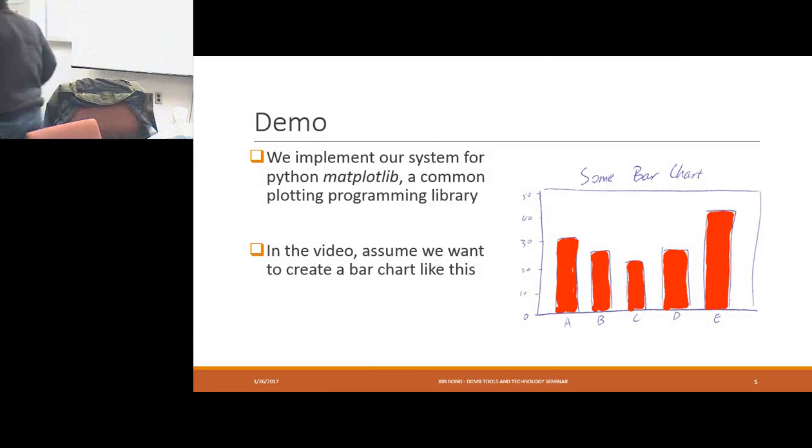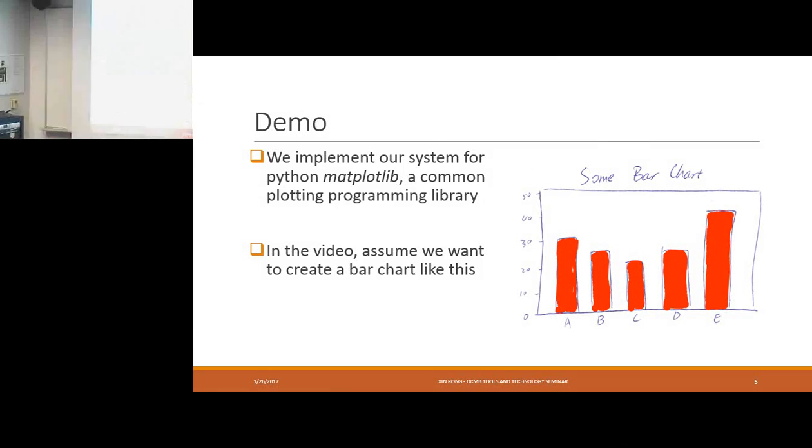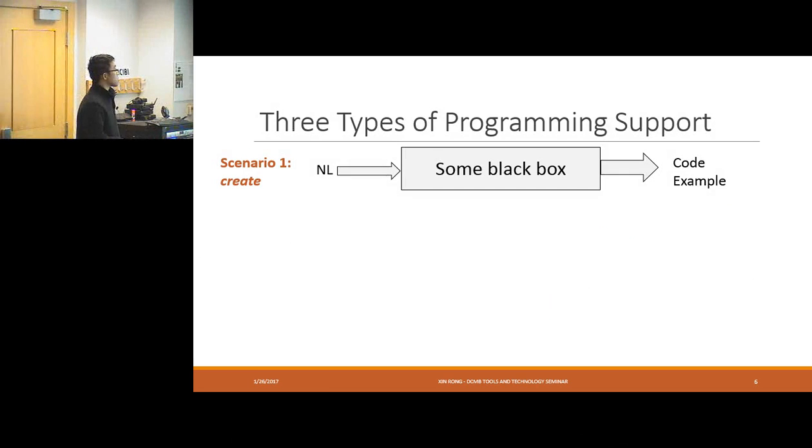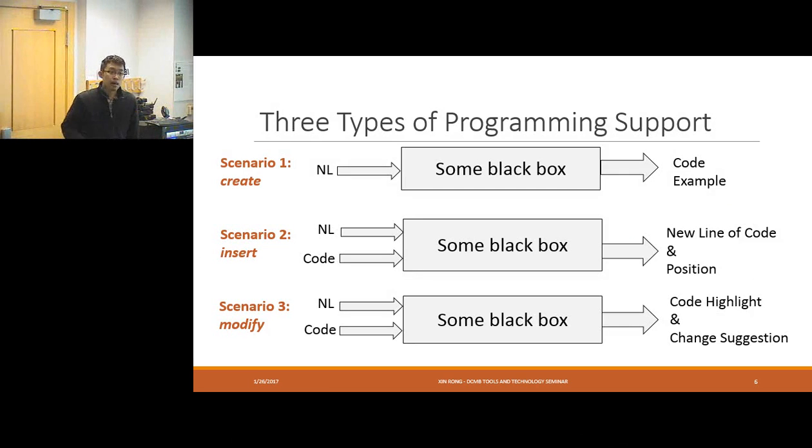Okay, so in that video, just a quick recap, I showed 3 types of programming operations. Scenario 1, create something from scratch. Scenario 2, insert something new. And scenario 3, modify an existing line of code. And we want to build some kind of black box that supports all 3 scenarios.